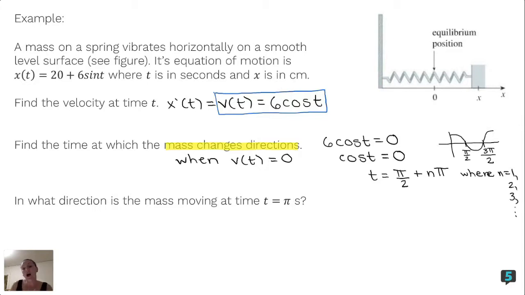So that n pi is going to give us pi over 2 plus pi, which is 3 pi over 2, and pi over 2 plus 2 pi, which is going to give us 5 pi over 2. So it's going to give us all those multiples. Yeah, so that was our answer, actually. We kind of just started talking about it, but we've got our answer. So find the time at which the mass changes direction. It's going to change direction at every pi over 2 plus n pi, where n is 1, 2, 3, and so on.